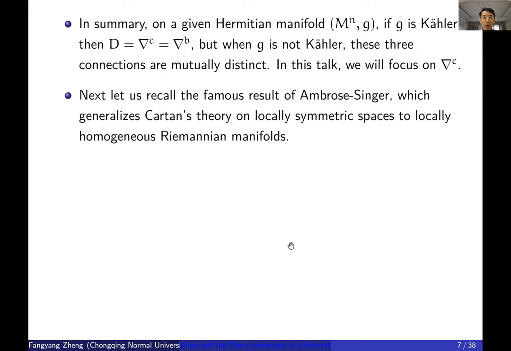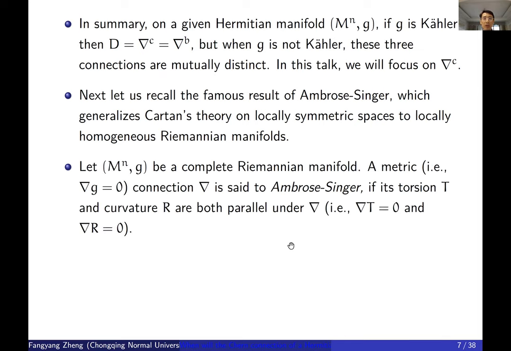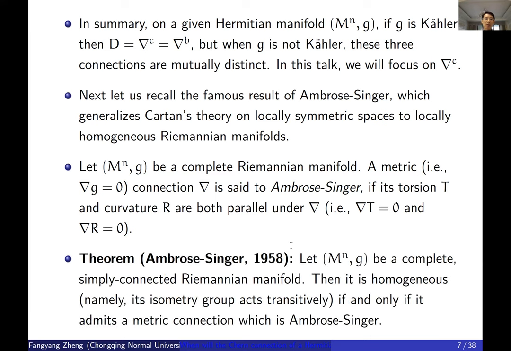So let's recall the classic result of Ambrose-Singer, which generalized Cartan's theory on symmetric spaces to homogeneous spaces, right? We will call a metric connection Ambrose-Singer if its torsion and curvature are both parallel with respect to the connection itself. The classic result of Ambrose-Singer in the 1950s says that if you have a complete, simply connected Riemannian manifold, then it is homogeneous if and only if it has an Ambrose-Singer connection. So this is a necessary and sufficient condition.